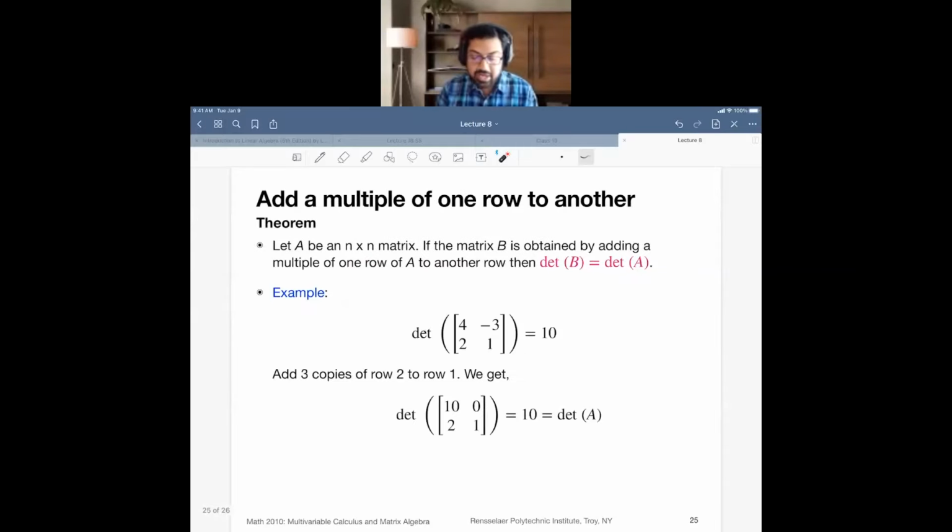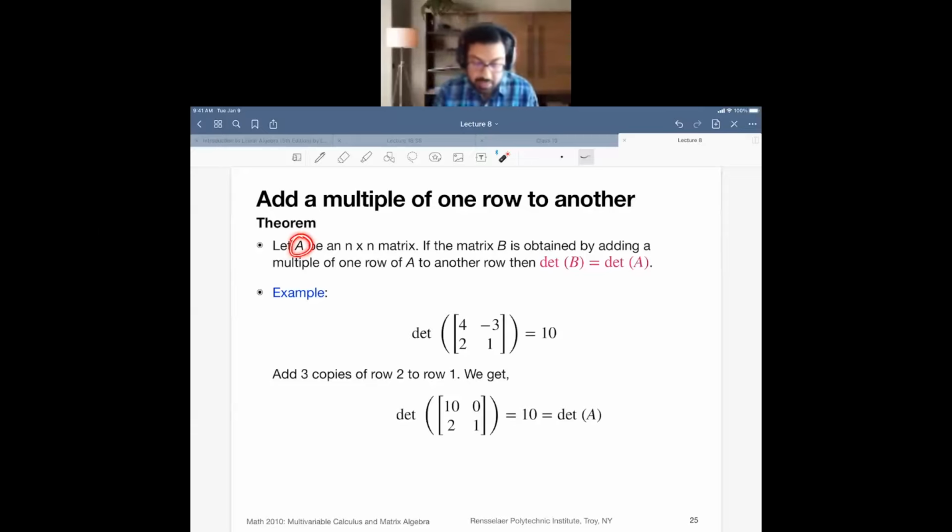Next, add a multiple of one row to another, right? You would expect the determinant to change in this case because you're taking one row, multiplying it with some scalar and adding it to another row, but you will see that the determinant of B will be the same as the determinant of A. You don't change the determinant if you take a row, multiply it with some scalar and add it to another row. You change it when you multiply a row with the scalar, but when you add it to another row, you don't change the determinant.